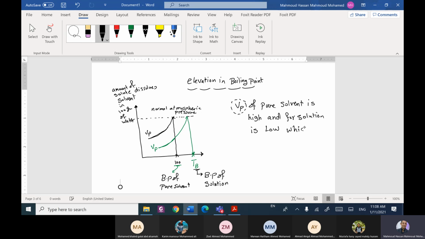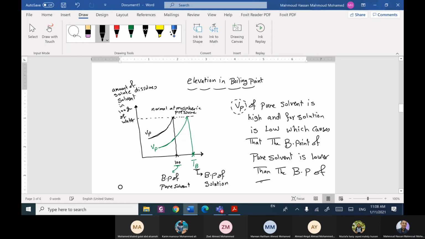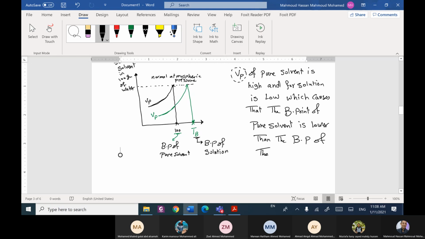Which causes the boiling point of the pure solvent to be lower than the boiling point of the solution.